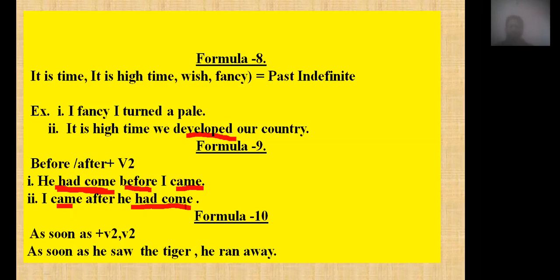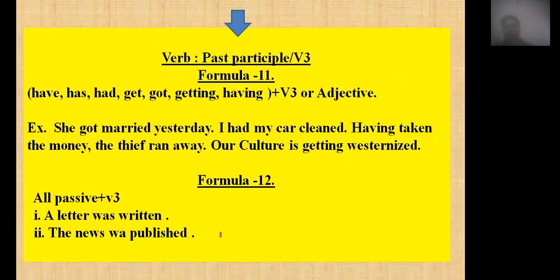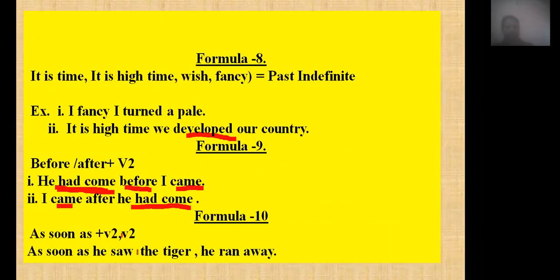Okay, now formula 10. According to the grammatical rule, as soon as, your verb form will be past, and both the verbs will be past form. As soon as he saw the tiger, he ran. Here the verb is saw and here the verb is ran. Both the verbs have become past form.